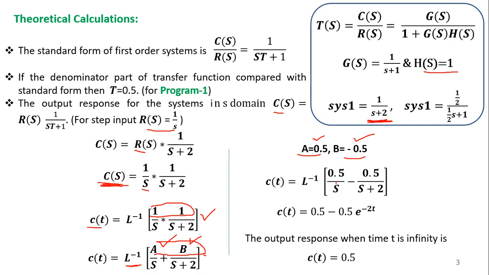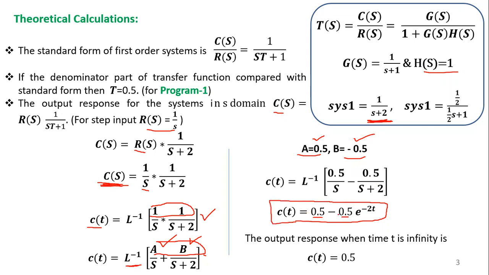Now if you apply the inverse Laplace to 1 by s, then we get 1. So directly 0.5, since 0.5 is a constant. Inverse Laplace of 1 by s plus a is e power minus at, which means a is equal to 2. So the output response we get is 0.5 minus 0.5 into e power minus 2t. This is the output response for the first case.